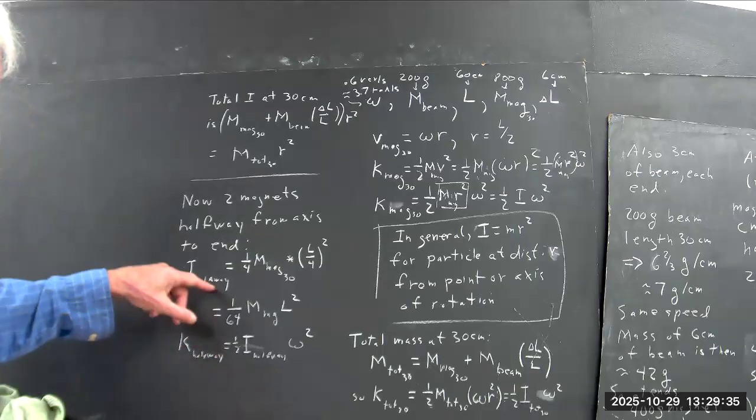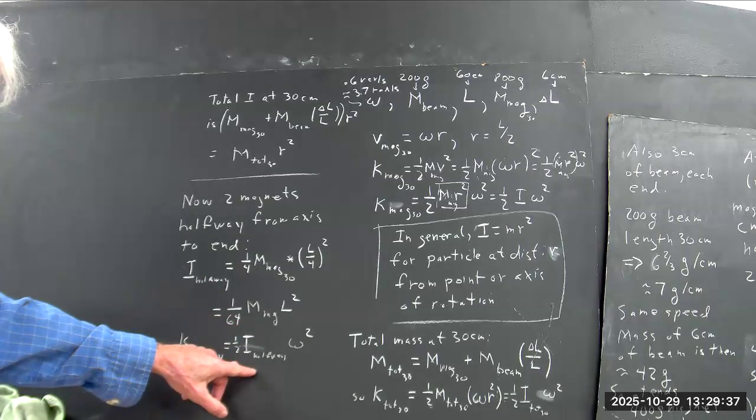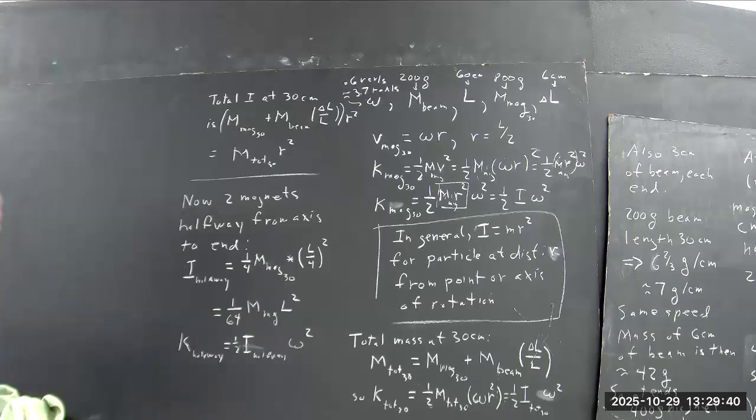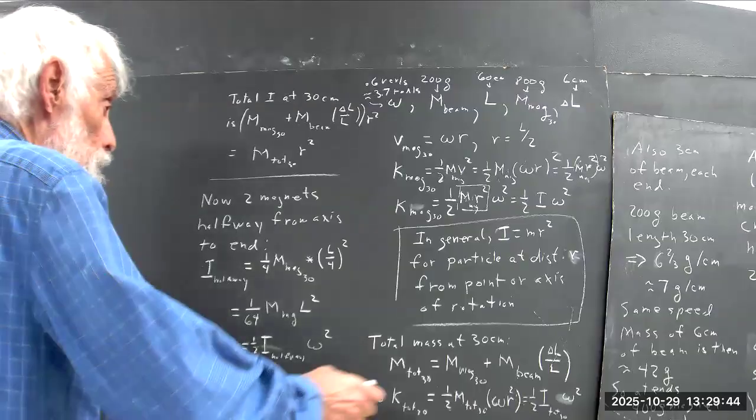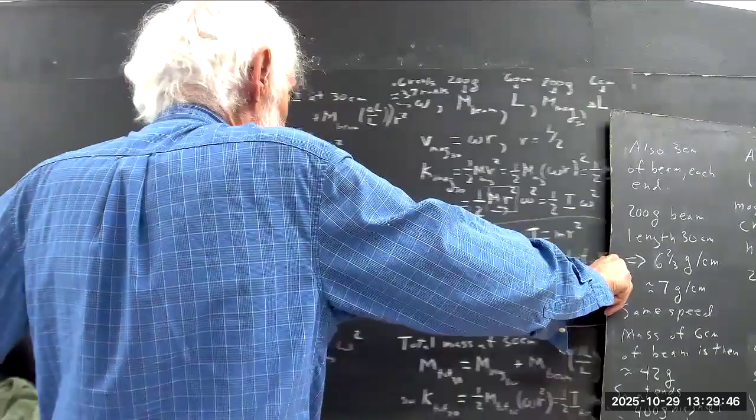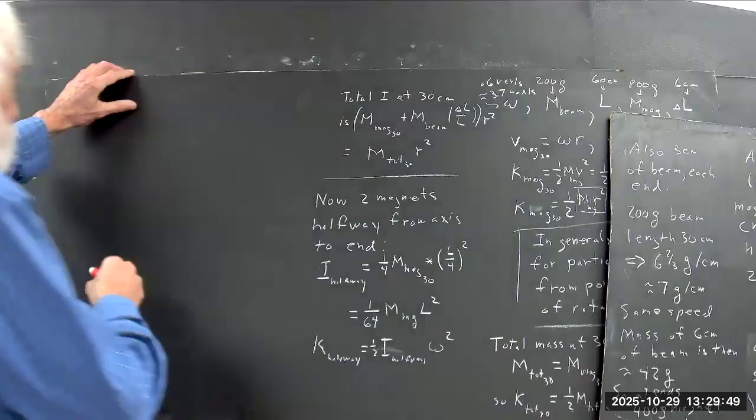So you take 1/2 of this moment of inertia that's halfway, multiply it by omega squared. Not going to go much further with that notation. We're going to cut to the chase a little bit.